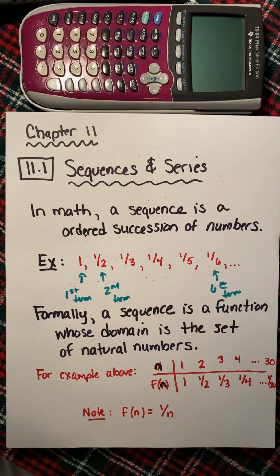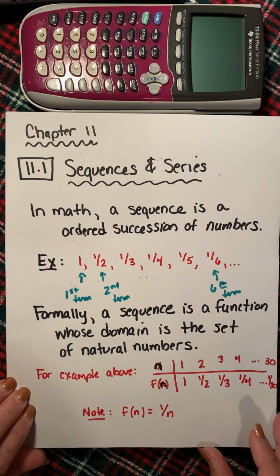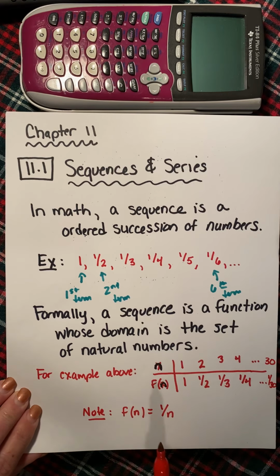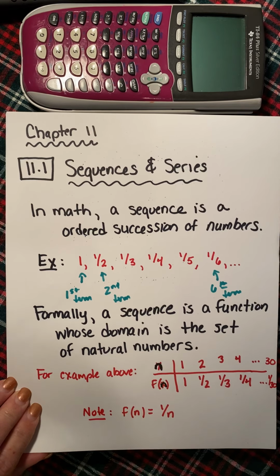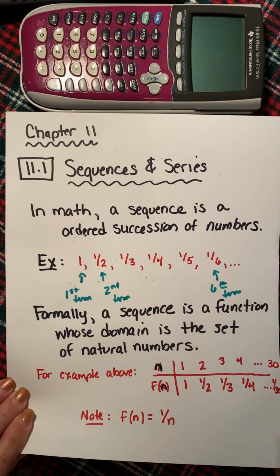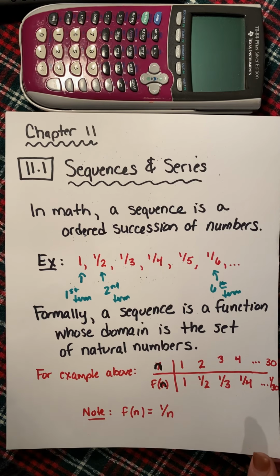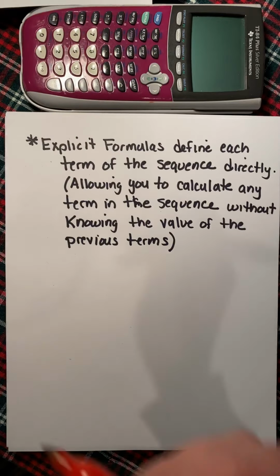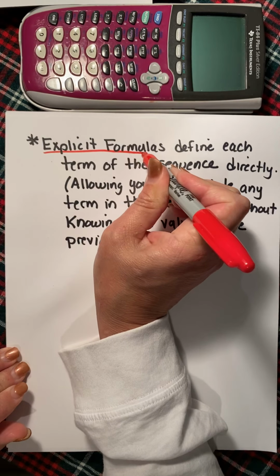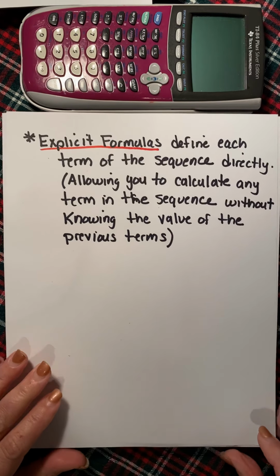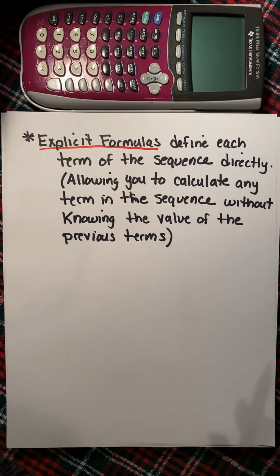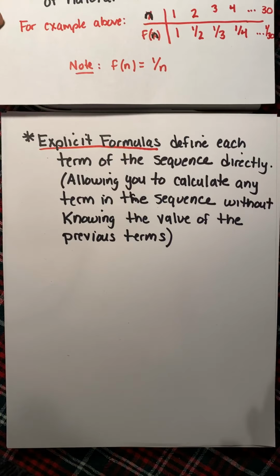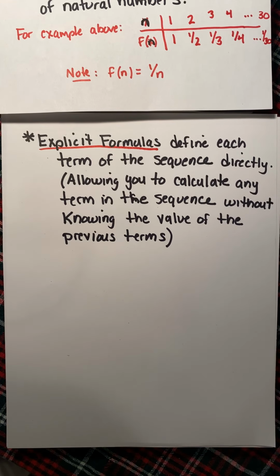So this is actually a special type of template. It's called an explicit formula. An explicit formula defines each term of the sequence directly. So the nth term is found by taking 1 over the position it is in the sequence. This allows you to calculate any term in the sequence without knowing the value of the previous terms. So here's that formal definition. We like when we have explicit formulas. They define each term of the sequence directly. So the previous explicit formula was 1/n. The nth term was 1 over that position.